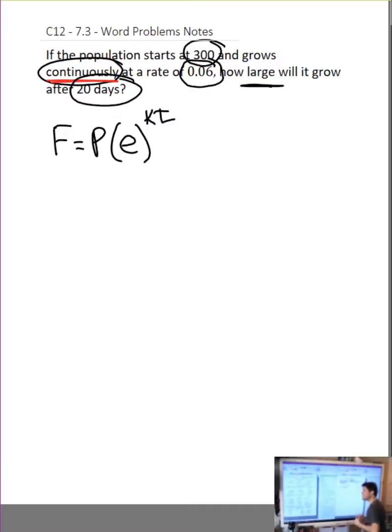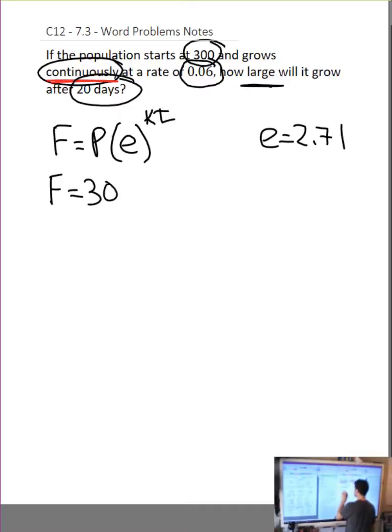Euler's number e is 2.71. We'd have to do a lot more calculus to worry about that number, but outside of that, we're just going to go with it. So the future value, we don't know. We're looking for the future value. The present value is 300. e, the brackets were unnecessary. k is 0.06 times the time of 20 days.